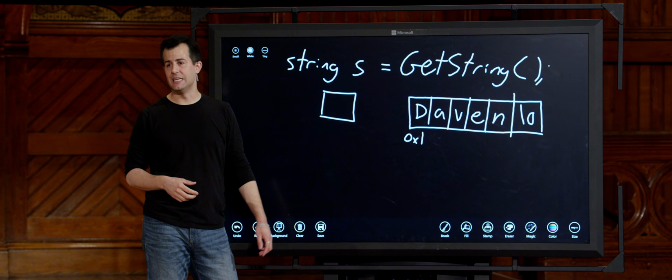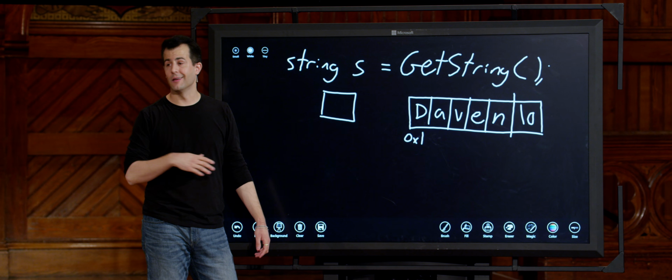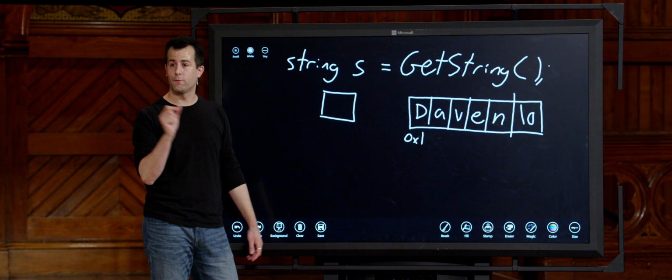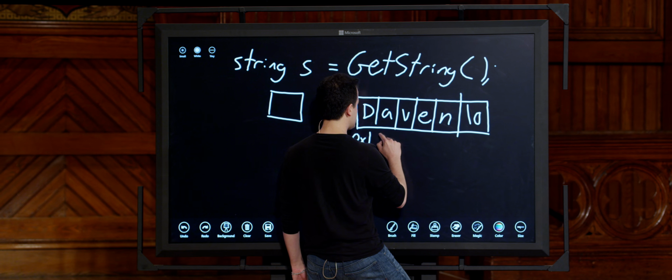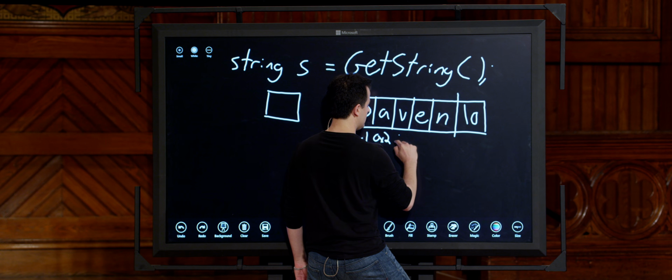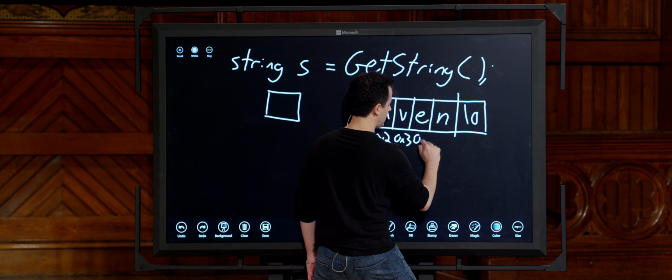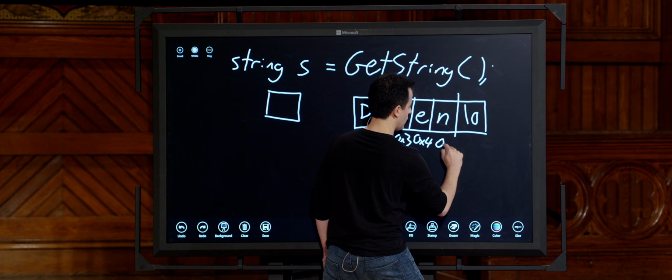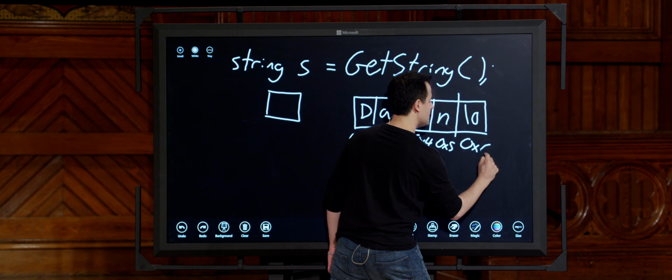And I'm going to claim that the D ends up at byte 1 in memory. I got nothing else going on in memory, so Davin got the first spot at byte 1. This then is going to be 0x2. This is going to be 0x3. This is going to be 0x4. This is going to be 0x5. This is going to be 0x6.